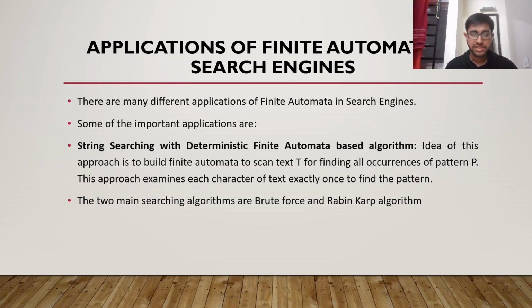The idea of this approach is to build a finite automaton to scan text T for finding all occurrences of pattern P. This approach examines each character of the text exactly once to find the pattern. The two main searching algorithms are the brute force algorithm and the Rabin-Karp algorithm.